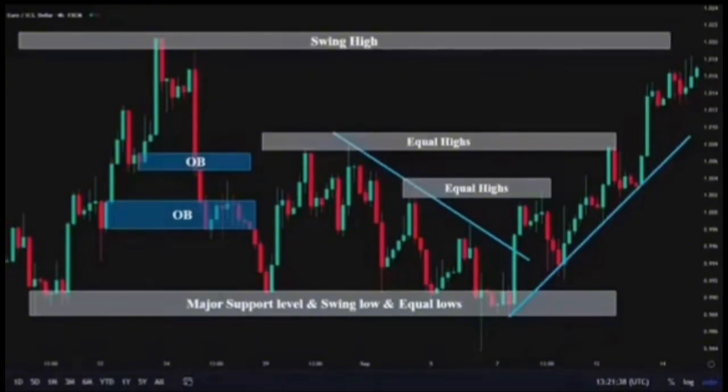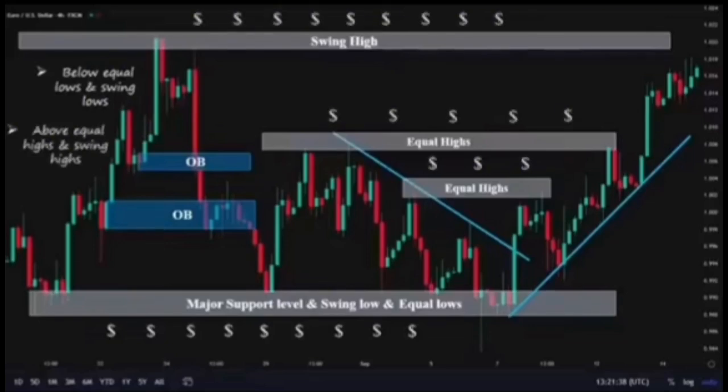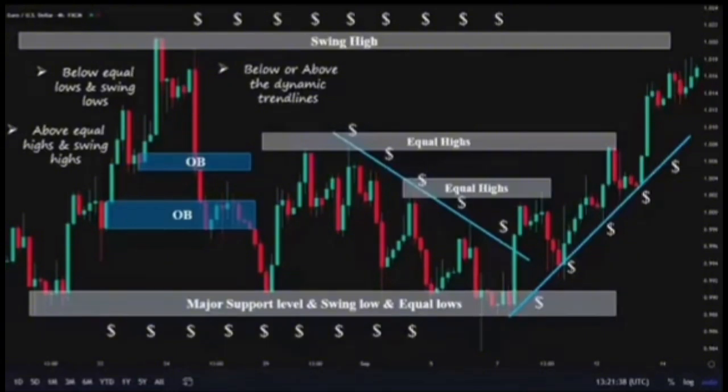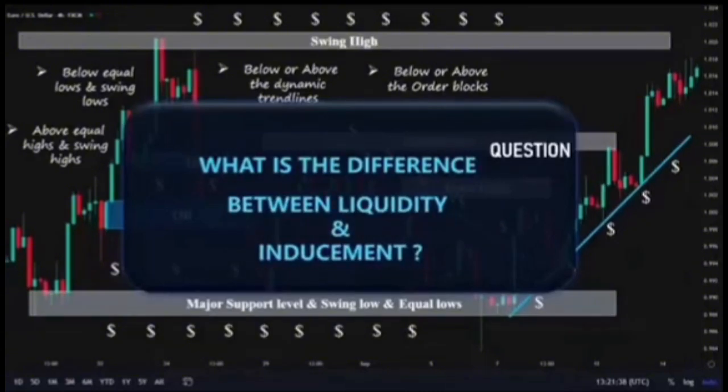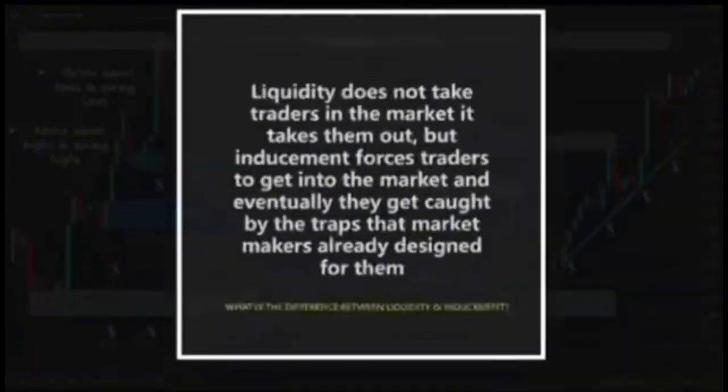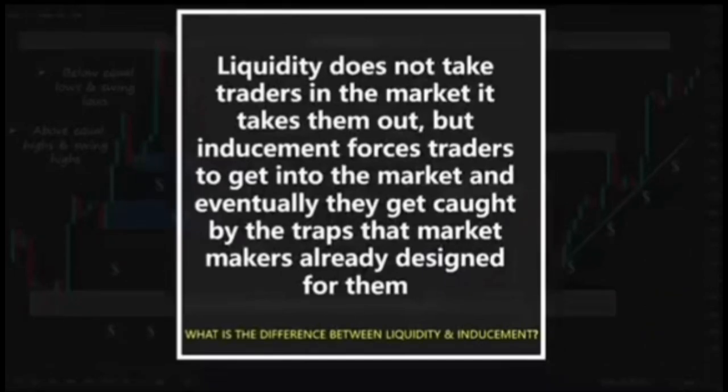We can find liquidity below equal lows and swing lows. Above equal highs, swing highs. Below or above the dynamic trend lines or channels. Below or above order blocks. Now we know the basics of liquidity and inducement. So, what is the difference between liquidity and inducement? Liquidity doesn't take traders into the market, it takes them out of the market, but inducement forces traders to get into the market and eventually get caught by the traps that market makers already designed for them.